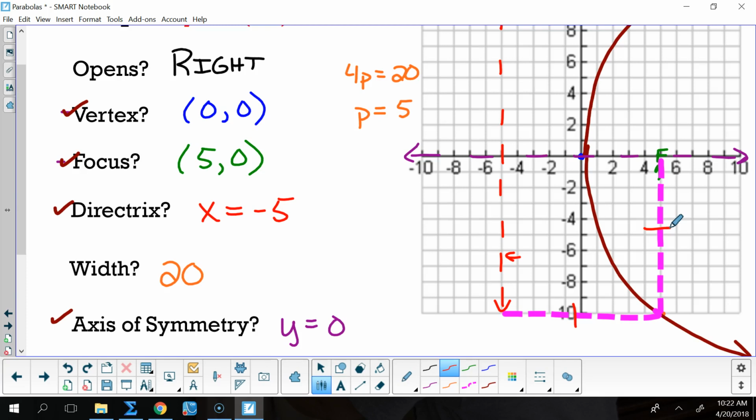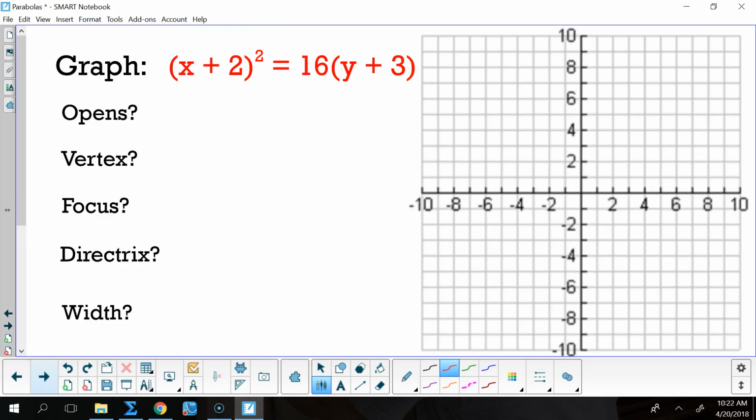All right? Let's try one on our own. Which way does this one open? Up, x is squared, 4p is positive, so it opens up. I would concur. Where is the vertex? -2 comma -3. Do we agree? Thinking oppositely because they're both in a set of parentheses. -2, -3 is right there.